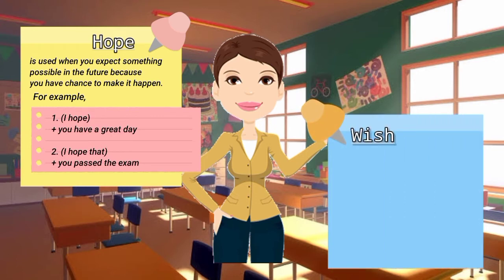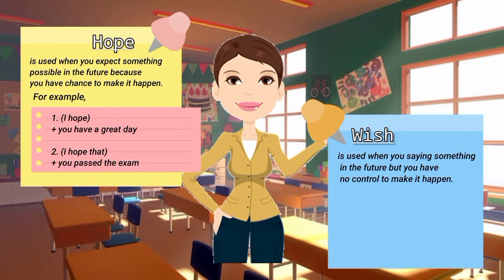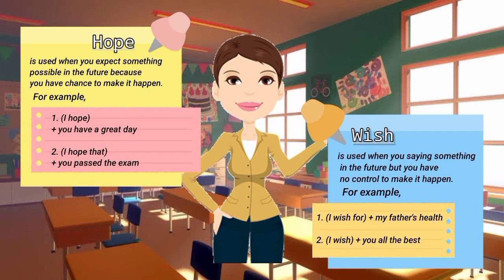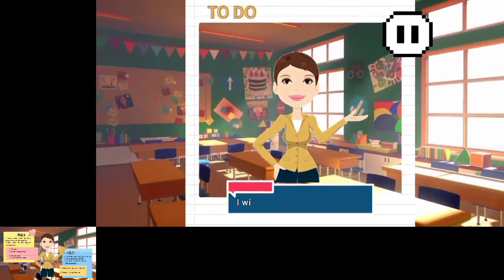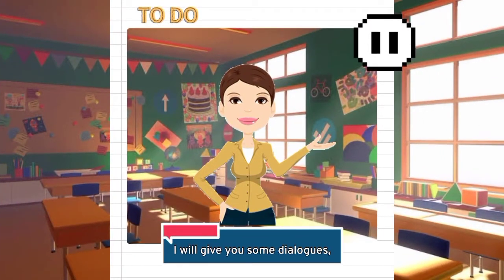On the other hand, wish is used when you are saying something about the future, but you have no control to make it happen. For example, I wish for my father's health. Second, I wish you all the best. I will give you some dialogues and you try to speak with good intonation and clear pronunciation.